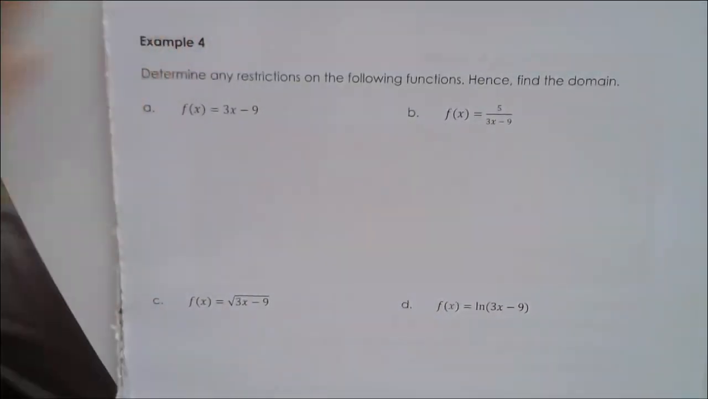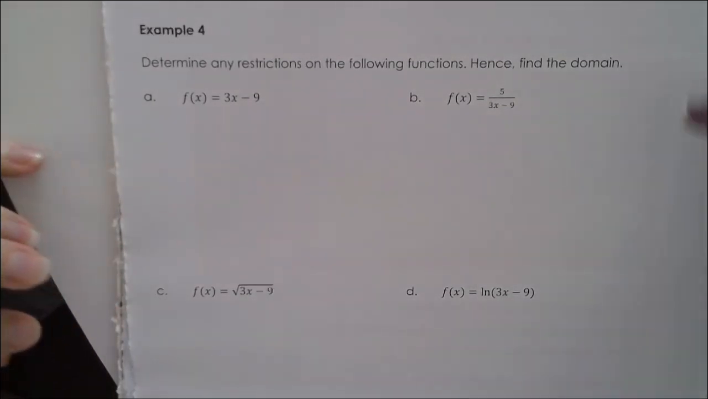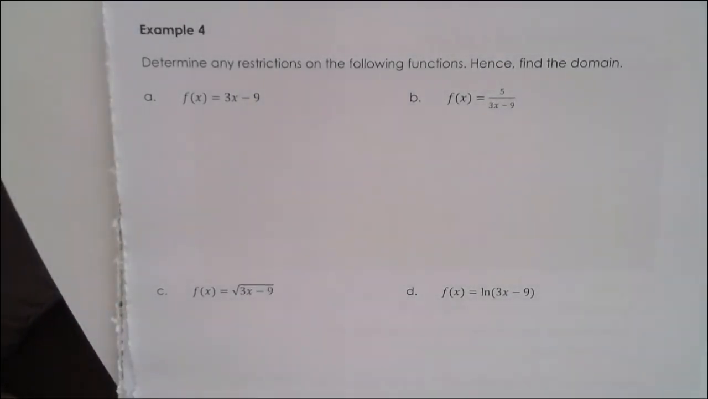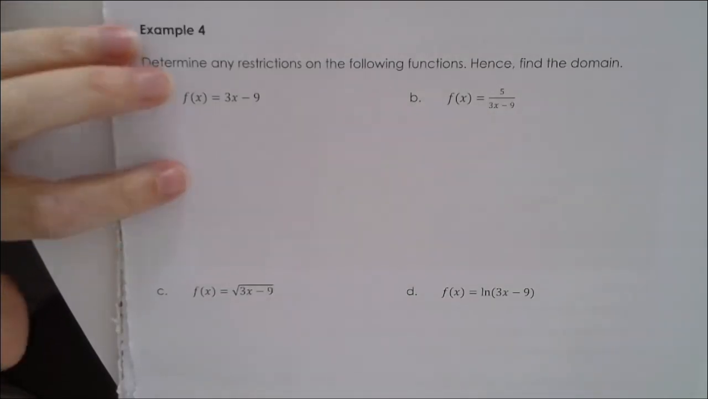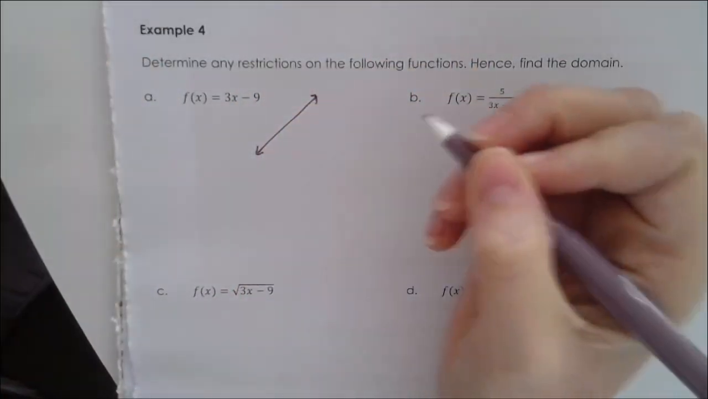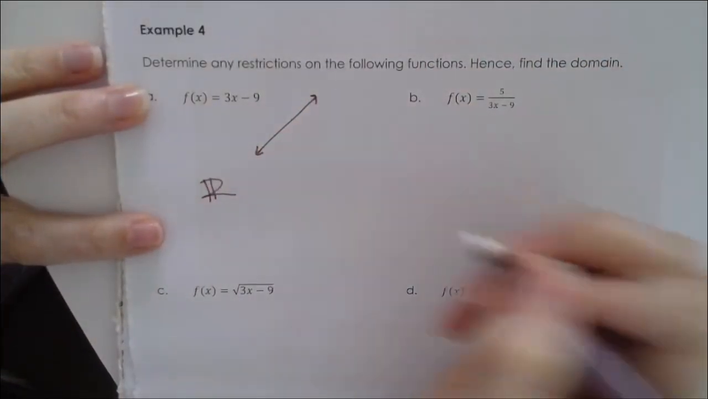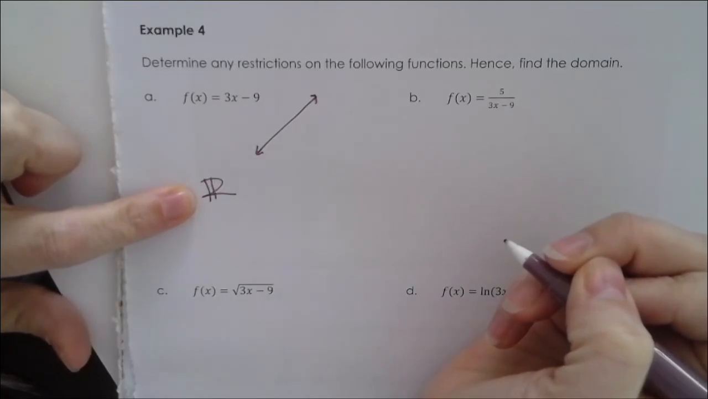Now, example number 4. These are determining if we have restrictions that go with these graphs. I'm not going to do all of them on this video. We'll talk about a couple of them in class, but just a couple of notes. Linear, we know that's a straight line. There are no restrictions on the domain. Not at all. So we know already, because we've talked about linear, that the domain is all real numbers.